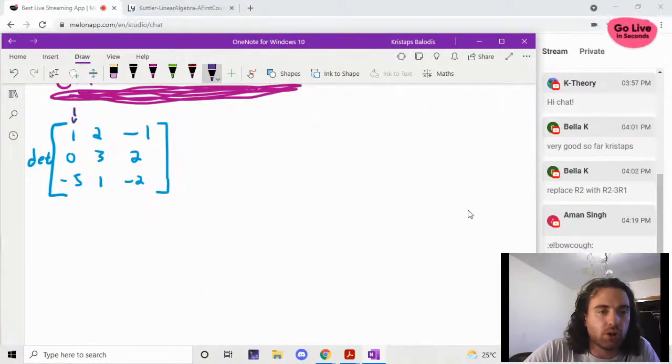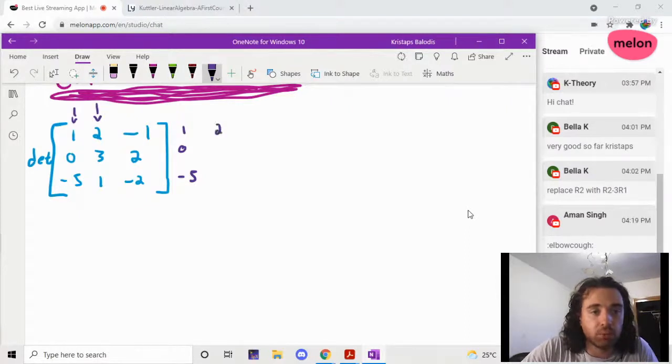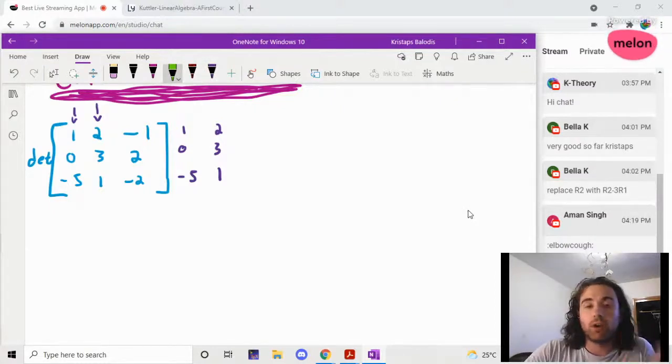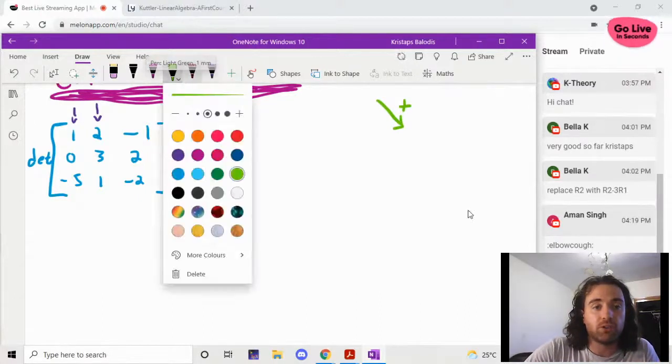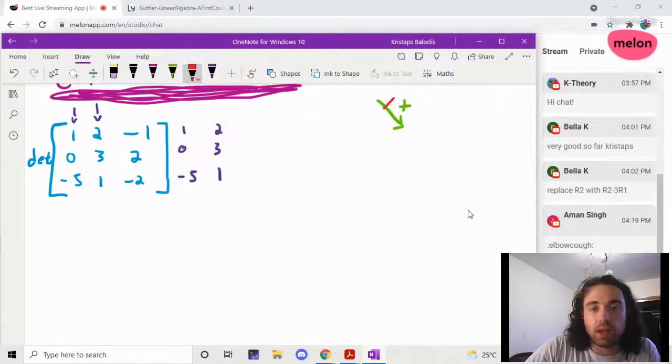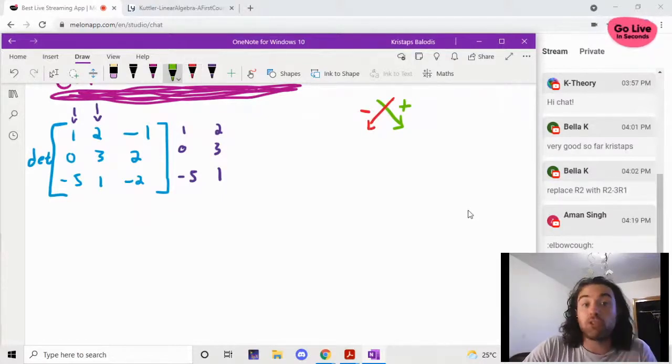So I look at this first column, 1, 0, -5, and I'm going to copy that down. And then I'm going to copy down column 2. Now I'm going to use this pattern where I multiply down and to the right with positives, and I multiply down and to the left with negatives.